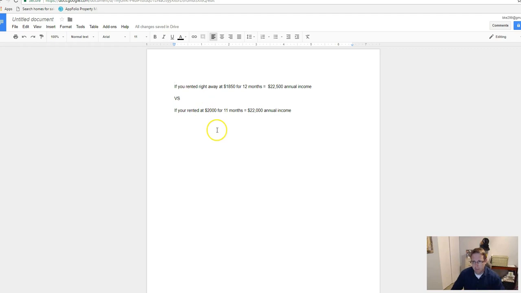So you want to make sure you're thinking of your rental as a business. For example, I just drew out a real quick, easy example. If you're trying to rent your property at $2,000 a month, but you're willing to take a 1 month vacancy period in order to get that $2,000 a month, you're actually losing money compared to renting it at 1850 with no vacancy period and renting it right away. You'd actually lose $500 by holding out for $2,000 a month with a vacancy period.